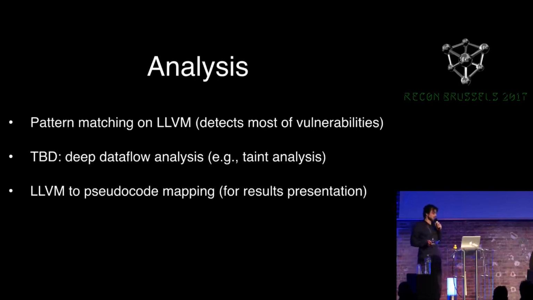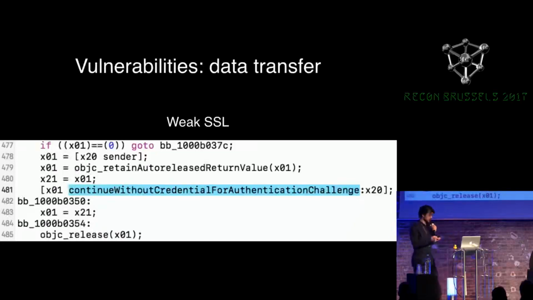We find vulnerabilities in LLVM bytecode, so we want to demonstrate these vulnerabilities on pseudocode. And we map LLVM instructions to pseudocode line numbers. So when we find some vulnerable instruction in an LLVM bytecode, we can locate this vulnerability in pseudocode. So let's discuss vulnerabilities we can detect now.